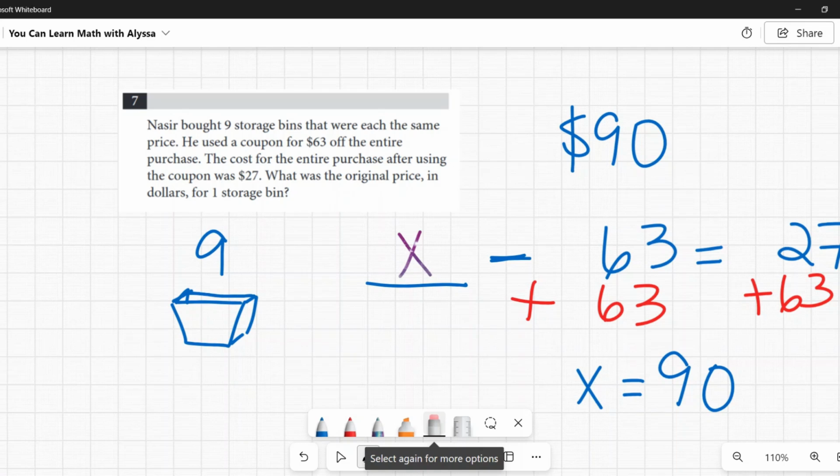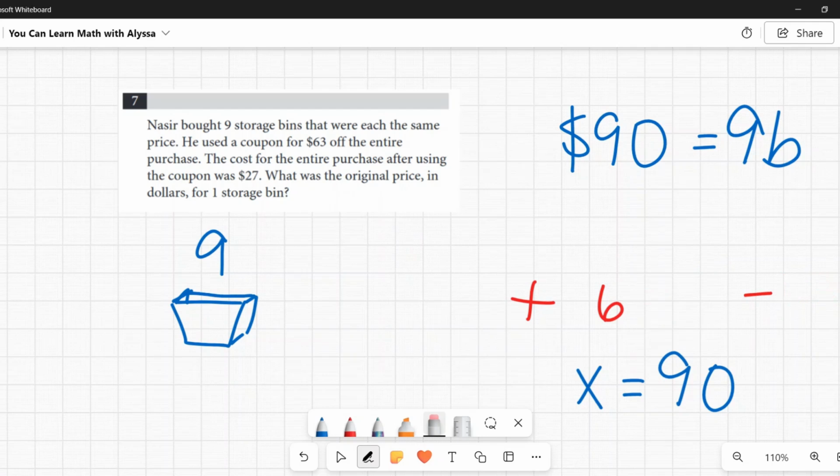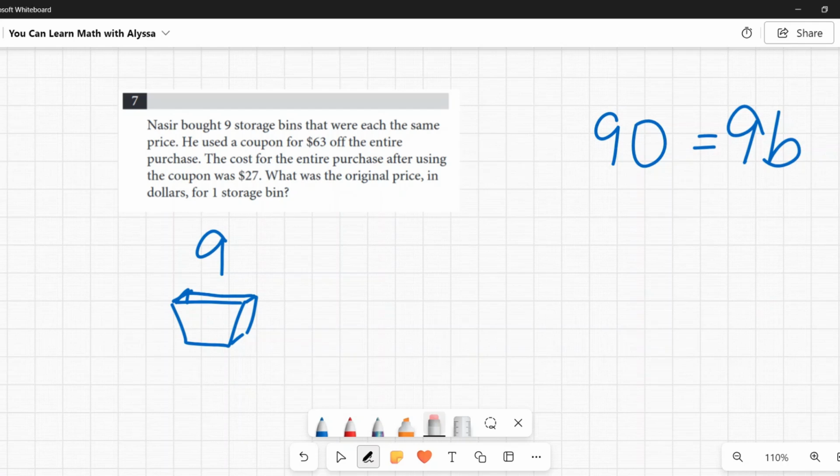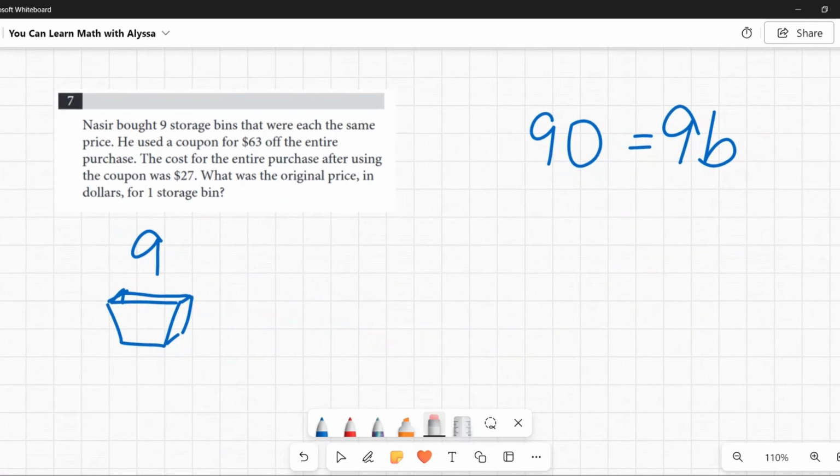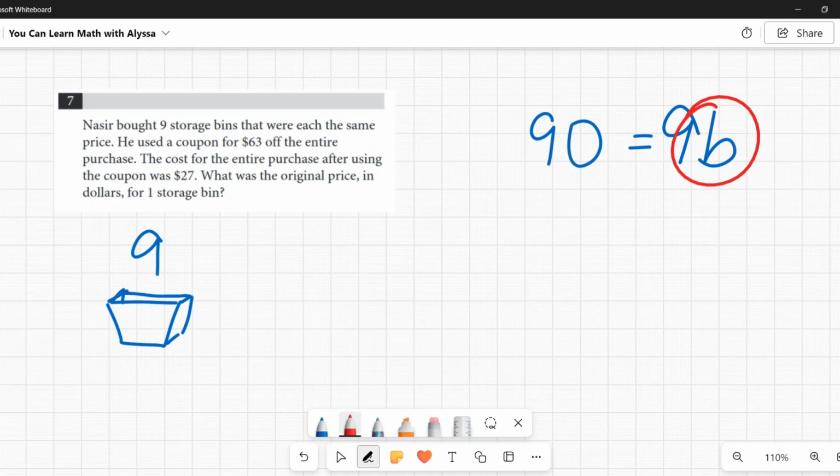And then he bought 9 bins. So this is equal to 9 bins. And I'm going to call my number of bins B. All right, so if 90, move my dollar sign again. We know we're talking about dollars, but it just makes it a little easier to look at. So if I know that 9 times B, the number of bins, is equal to 90.